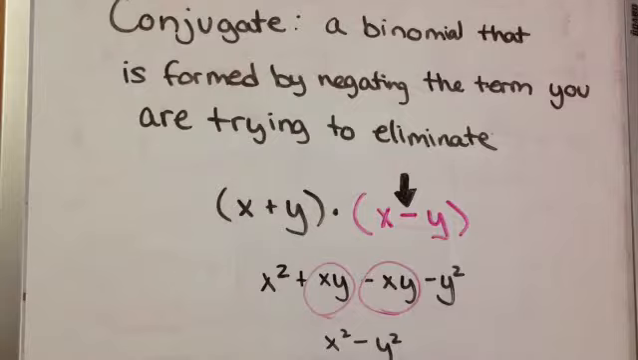So a conjugate is a binomial that is formed by negating the term you are trying to eliminate. Essentially, it means if you have x plus y, the conjugate is going to be x minus y. You simply flip the addition sign to a subtraction sign, and vice versa.